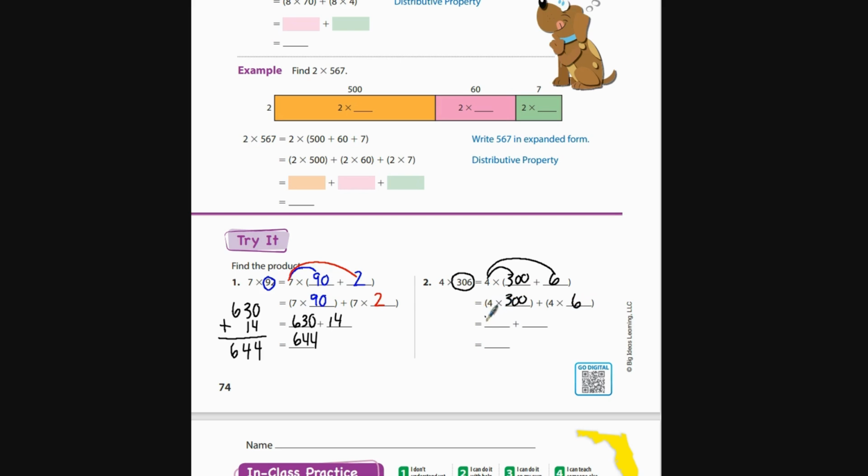4 times 300 is 1200. And now the last one is going to be 4 times 6, which is going to equal 24. And then all I have to do is add 1,200 plus 24. If I add it all together, this is 4, this is 2, bring down that 2, bring down that 1. My final product is 1,224. And that is it.